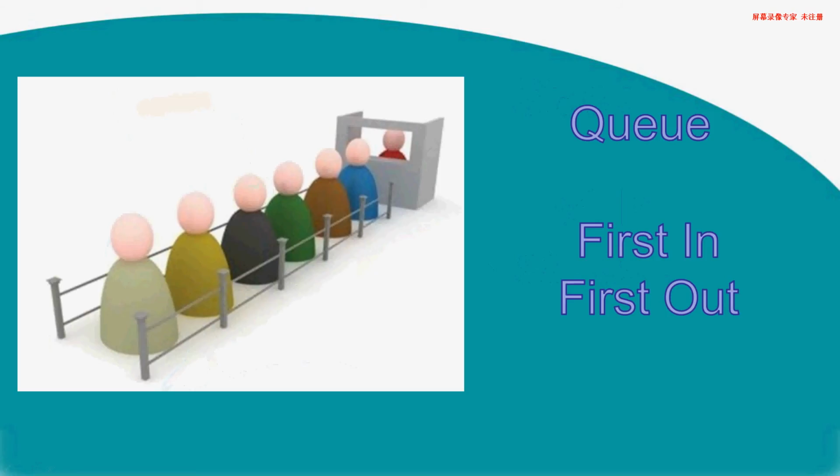And the queue is more similar to our reality. When you go to the canteen for lunch, for example, you get in a line, and the first one in the line must be the first to come into the canteen, get his or her lunch and leave the line. So the characteristic of the queue is first in, first out.